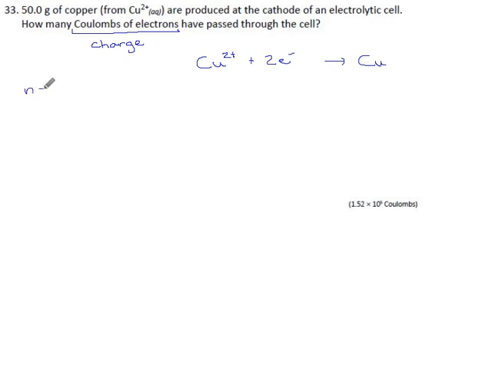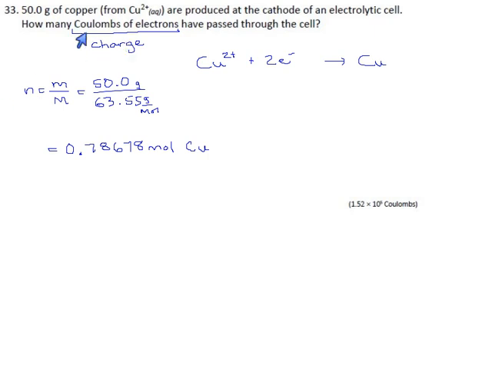So number of moles is mass divided by molar mass. 50.0 grams divided by copper's 63.55 grams per mole. 50 divided by 63.55 gives 0.78678 moles of copper being made. It's going to be a 3 significant digit answer, so I'll carry 5 digits. That should be plenty.